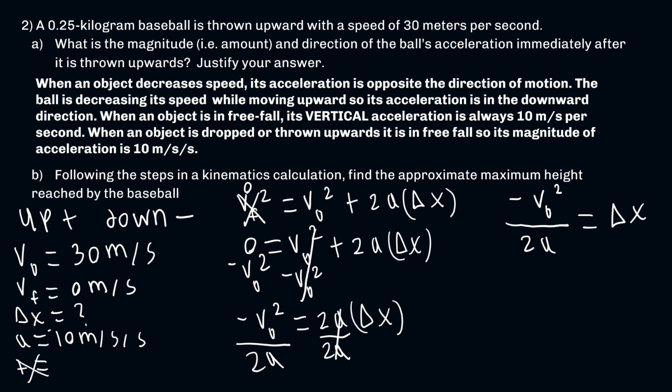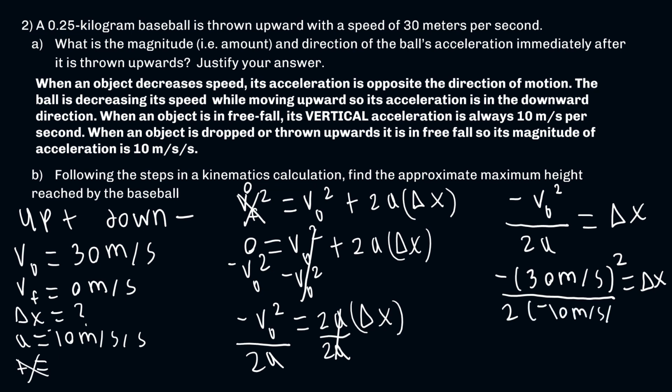So now I can plug in my numbers. So we're going to have here negative and put inside the parentheses my v naught. That is going to be 30 meters per second. And that is raised to the second power, all over 2 times negative 10 meters per second per second. So we're then going to plug this into my calculator here. So you should have a negative over a negative giving me a positive since we're going upwards here.